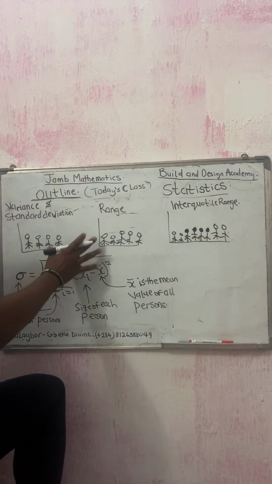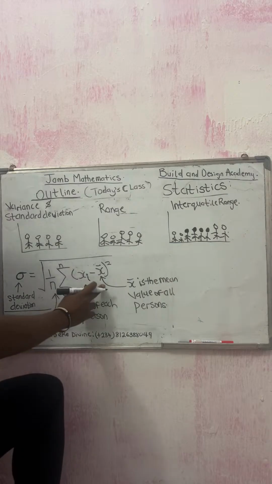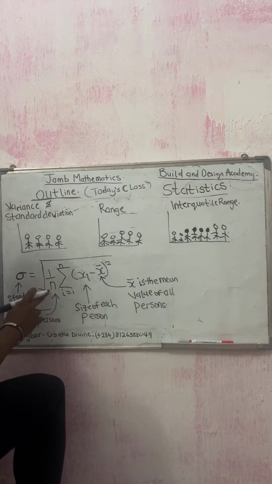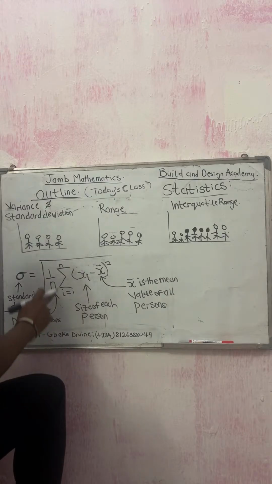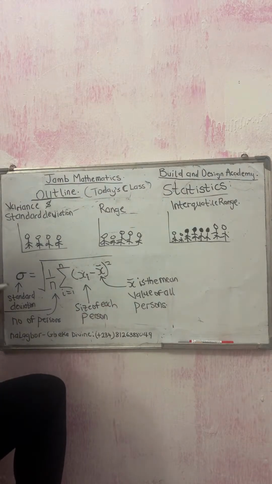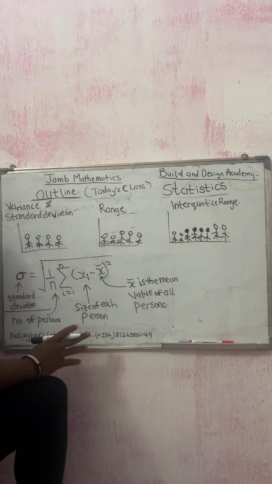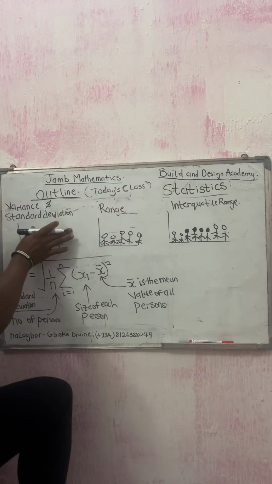That mean is simply adding all the values and dividing by the number of values. So we have our mean value, we have the size of each person given, we have the number of persons. I told you what n is, I told you what mean is. The only new thing I'm showing you here is xi, the size of each person. Then this is our symbol for standard deviation. When you have those values, you simply substitute them into this equation.